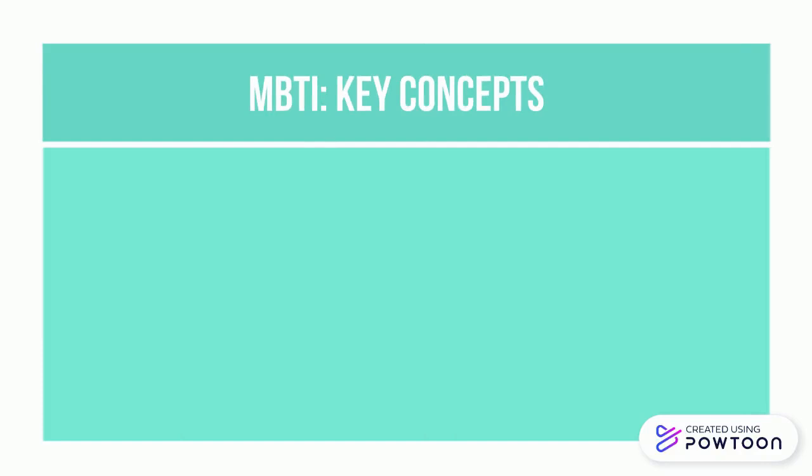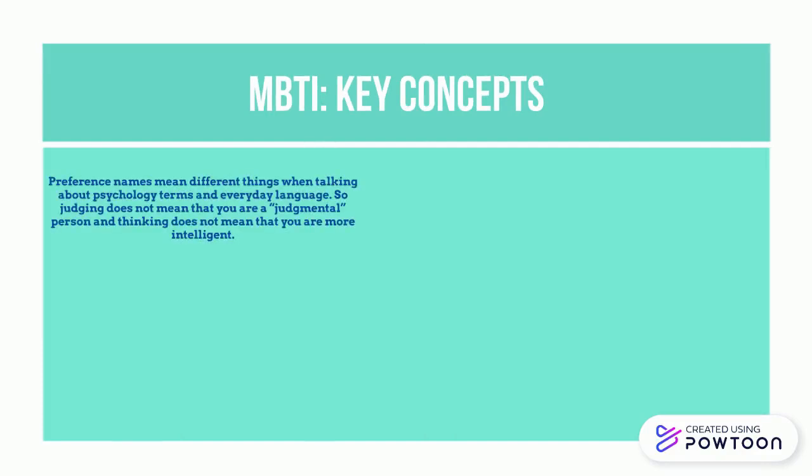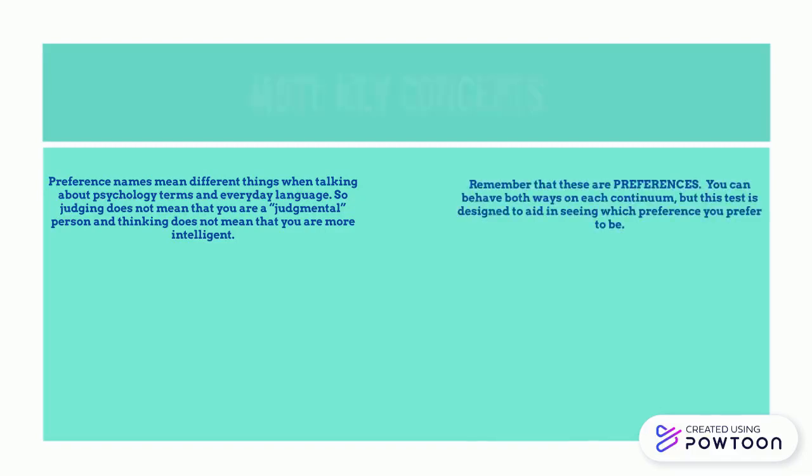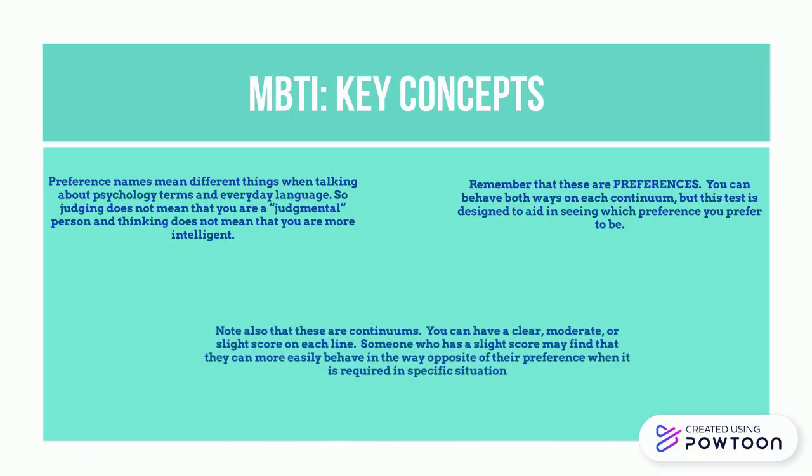When taking this assessment, it is important to note a few key concepts. These preference names mean different things when talking in psychological terms as opposed to everyday language. So judging does not mean that you are a judgmental person, and thinking does not mean you are more intelligent. Remember, these are preferences. You can behave both ways on each continuum, but this test is designed to aid in seeing which preference you lean towards. Note also that these are continuums. You can have a clear, moderate, or slight score on each line.